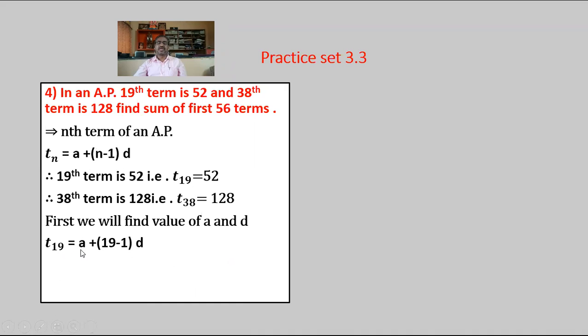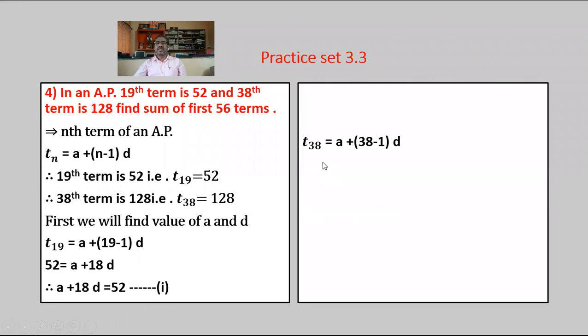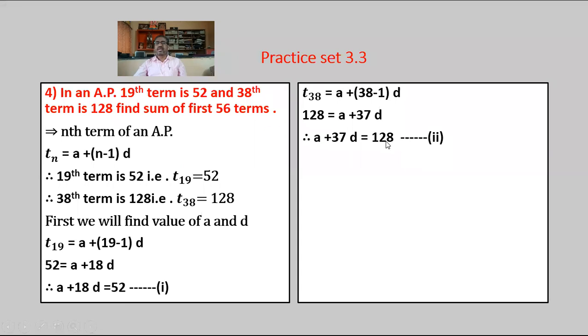T19 is equal to a plus 19 minus 1 multiply d. T19 is equal to 52, so 52 is equal to a plus 18d. Therefore, a plus 18d is equal to 52. We get equation number 1. Similarly, T38 is equal to a plus 38 minus 1 multiply d. T38 is 128, which is equal to a plus 37 multiply d. Hence, a plus 37d is equal to 128. We get equation number 2.